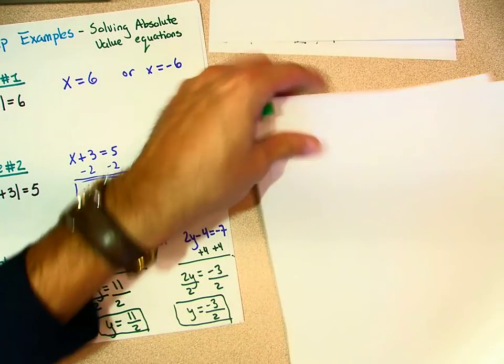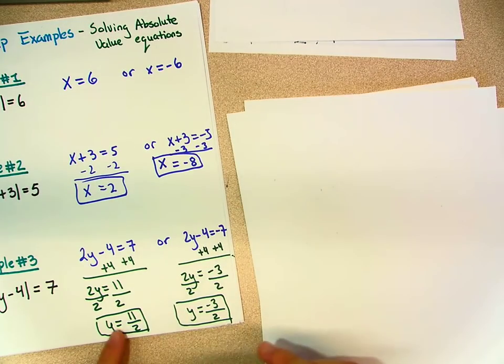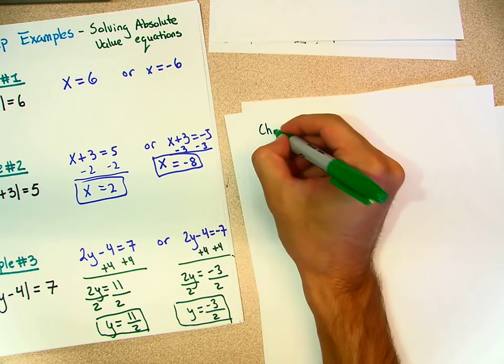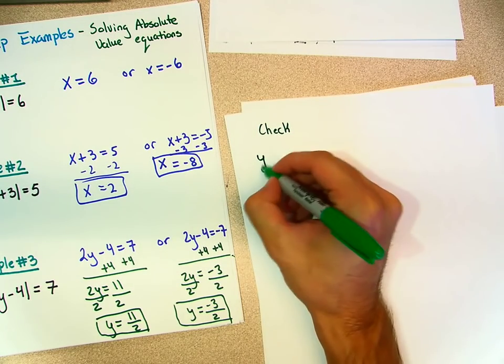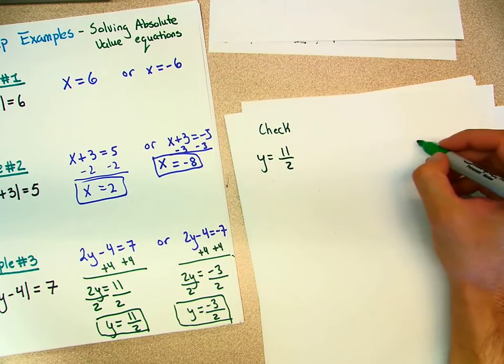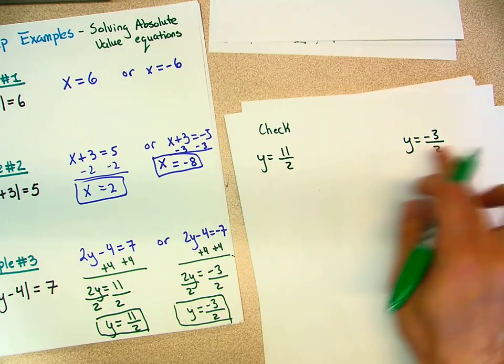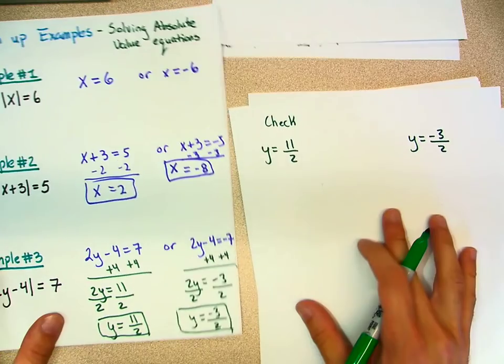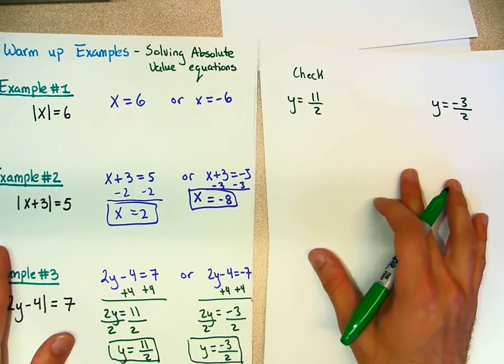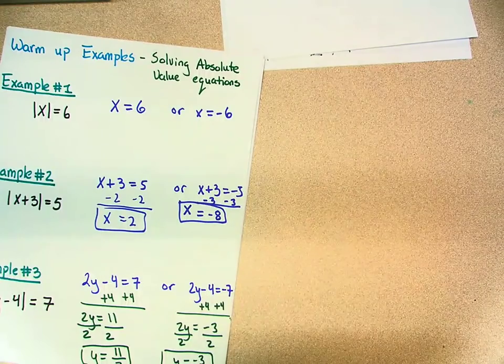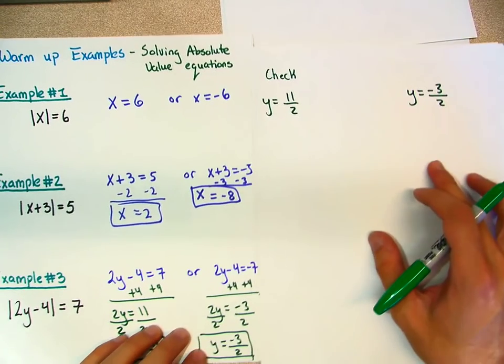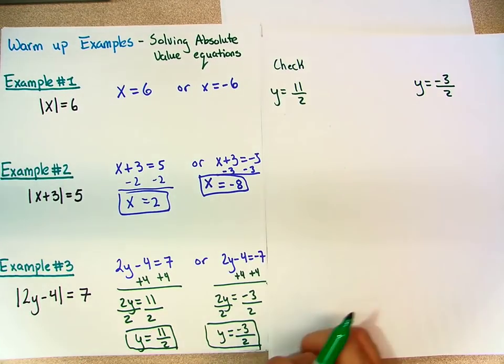What I want you to do is check y equals 11 over 2. Does it work? Check if y equals negative 3 over 2. Does it work when you plug it into the original? Okie dokie. Oh man, this is very sloppy. Alright. What I'm going to do is I'm going to pause the video just to save time, and I'm going to check it real quick. Let's see what happens.